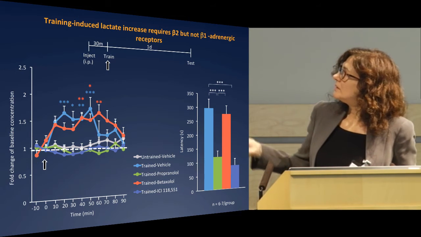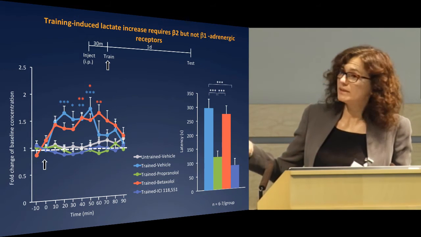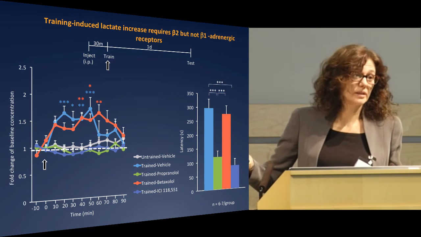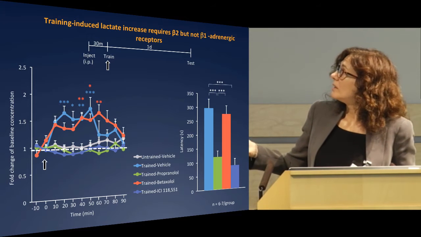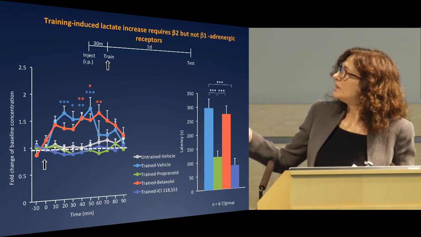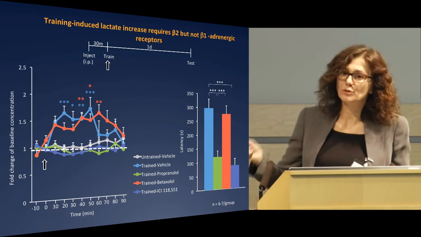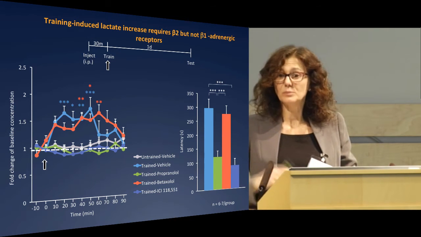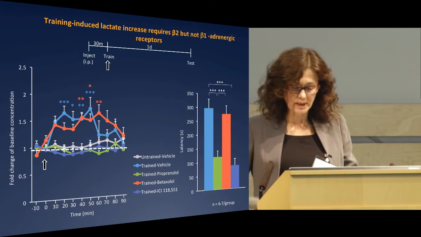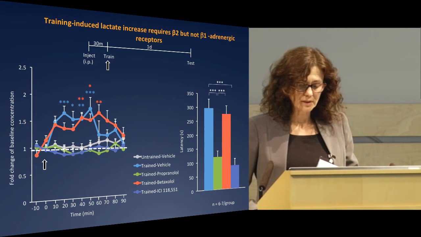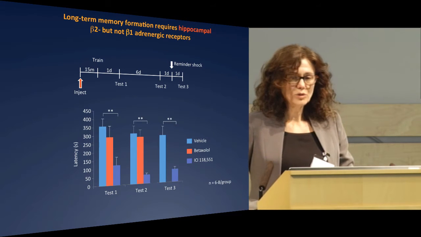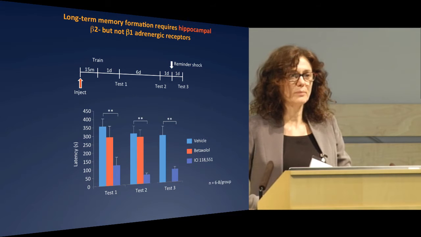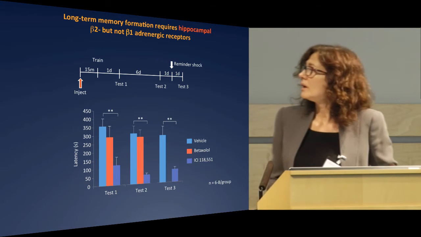So it is beta-2 receptors and not beta-1 receptors that are required for lactate release in the hippocampus. And this is the memory of these animals tested, and we see a parallel effect. The animals have been injected systemically. So propranolol blocks, beta-1 blocker does not, and beta-2 blocker blocks long-term memory. So it is beta-2 that is involved in memory formation as well as lactate release. So we're focusing now on beta-2 receptors, and we also look at whether, if we inject beta-2 blockers directly in the hippocampi, we see the same effects.